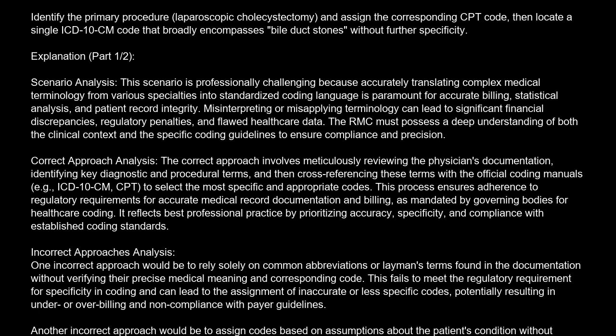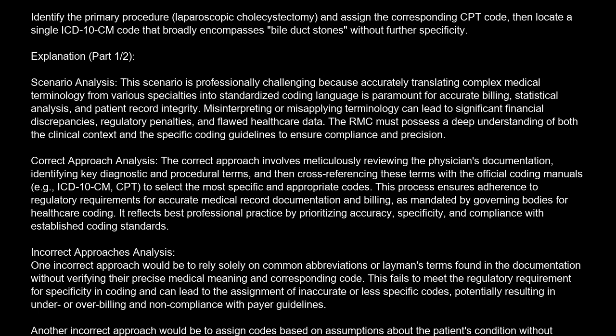Correct approach analysis. The correct approach involves meticulously reviewing the physician's documentation, identifying key diagnostic and procedural terms, and then cross-referencing these terms with the official coding manuals, e.g., ICD-10-CM, CPT, to select the most specific and appropriate codes. This process ensures adherence to regulatory requirements for accurate medical record documentation and billing, as mandated by governing bodies for healthcare coding. It reflects best professional practice by prioritizing accuracy, specificity, and compliance with established coding standards.